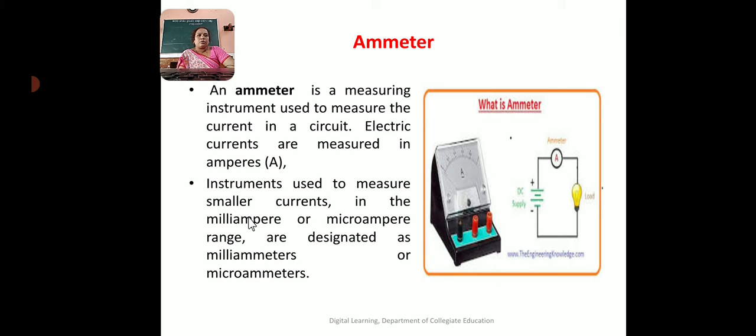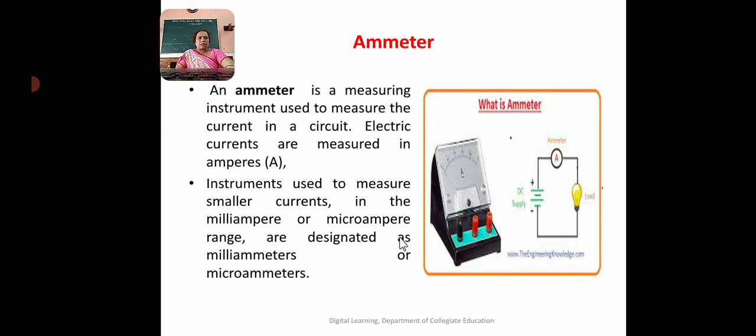The instrument which is used to measure small currents in the milliampere or microampere range is designed as a milliammeter or microammeter respectively. In a milliammeter, current is measured in terms of milliamps. In a microammeter, current is measured in terms of microamps.